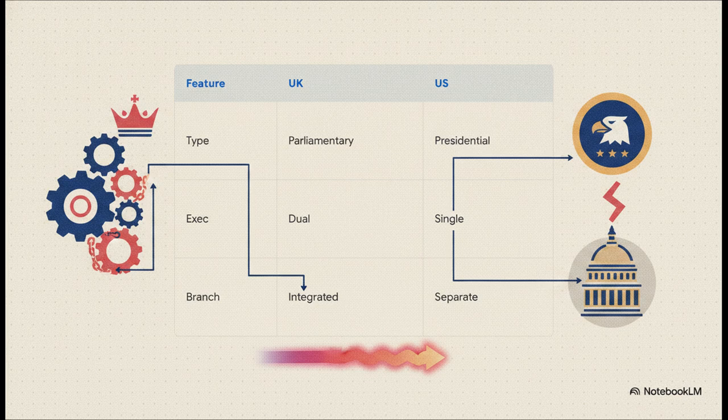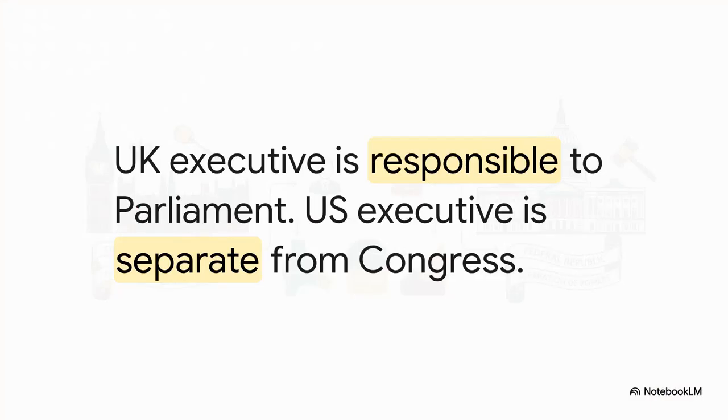So the crucial point is this. In the UK, the executive is fundamentally responsible to Parliament. They are a part of it. In the US, the executive is deliberately and entirely separate from Congress. Just to really hammer home the ultimate takeaway of this explainer: in Britain, the executive is responsible to Parliament. In the United States, the executive is entirely separate from Congress.